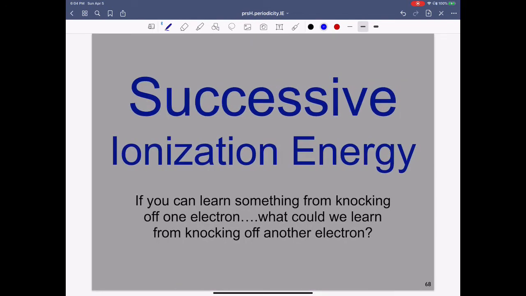First, let's take a look at successive ionization energy. What exactly does that mean? Well, scientists said, heck, if we can learn something from knocking off one electron, what might we learn from trying to knock off another one and another one? Let's take a peek.